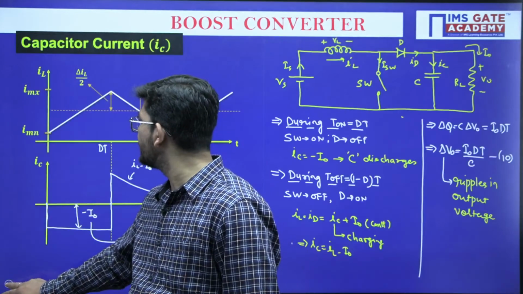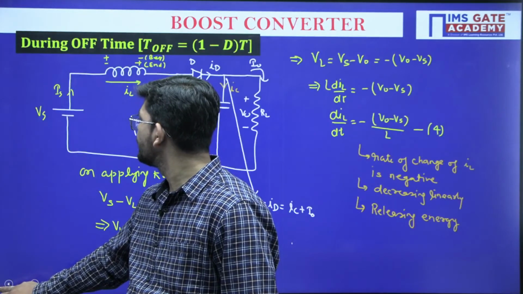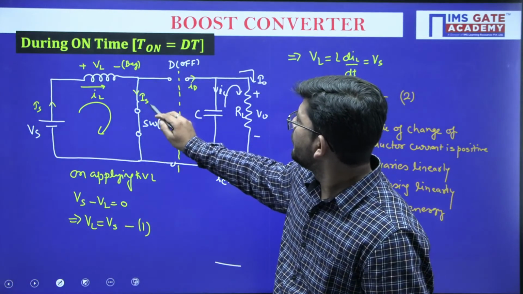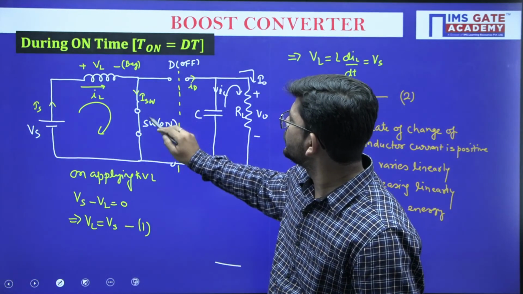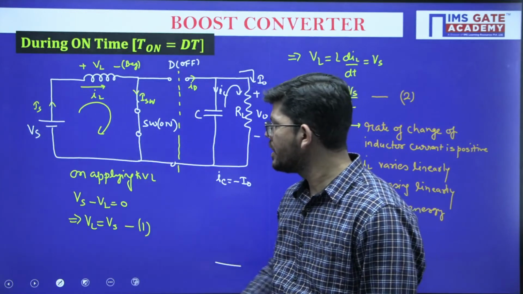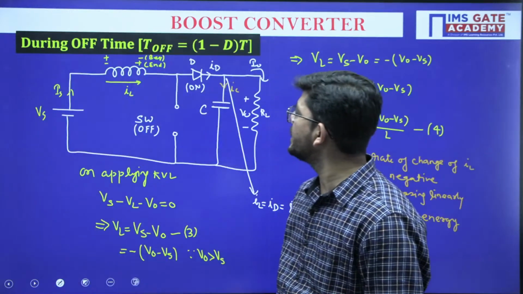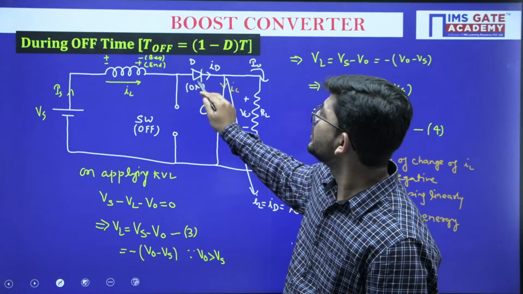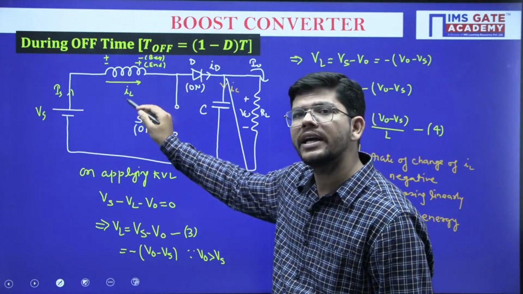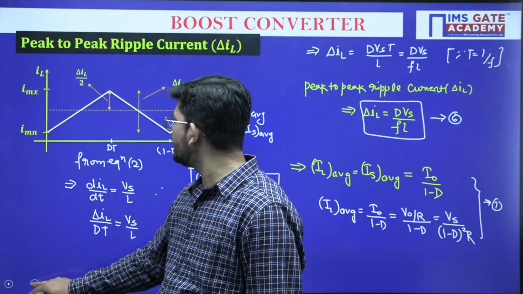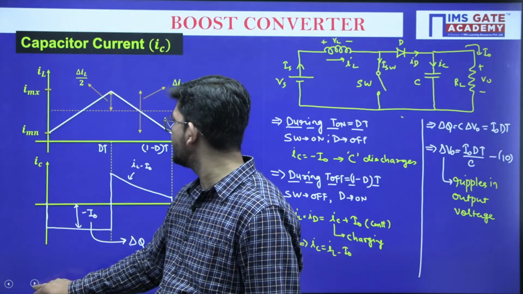Let me show you that figure. Can you see here? We are talking about the switch current. When the switch is on, it is carrying the same inductor current, and when the switch is off, the diode is on. So the diode is carrying the same inductor current during the off period, isn't it? The switch carries the inductor current during the on period, and the diode carries it during the off period.